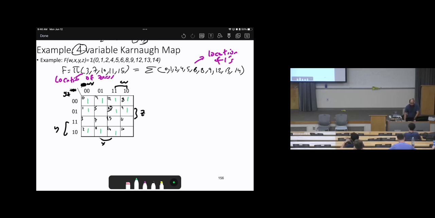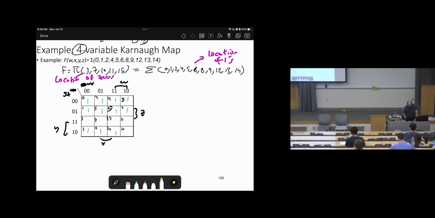We need to find the minimum, call it the minimum realization. So how can we find it? Let me make sure we have 0, 1, 2, 4, 5, I forgot the 5, 6, 8, 9, 12, and 13.